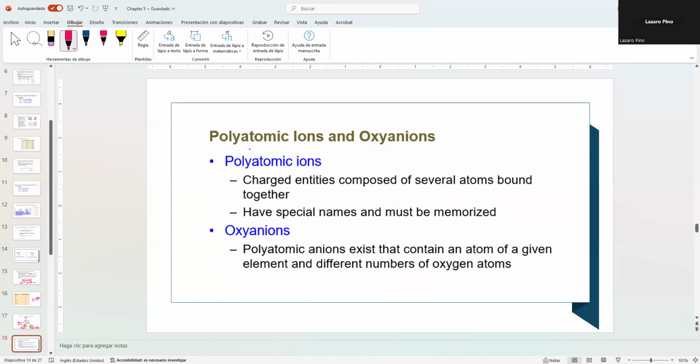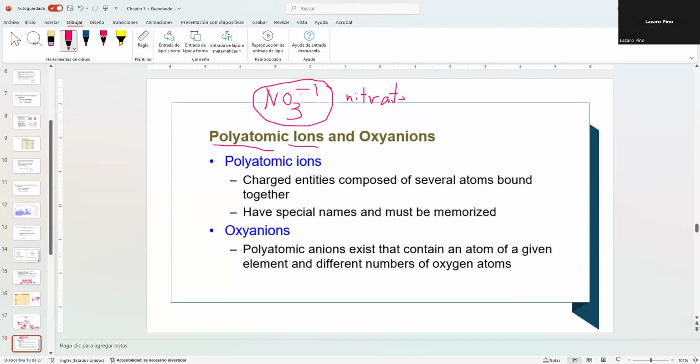Well, but we have a more complicated case where the ions are polyatomic. What's the meaning of that? The meaning is that we have more than one atom in an ion. For example, NO3 -1, you have more than one atom in the anion. And we know that it's an anion because it's negative. It has a specific name. In this case, it's nitrate.